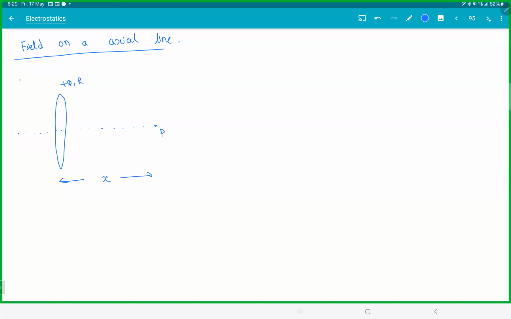So here, we have a ring of charge q and radius r. At a distance x, there is a point P on the axial line. Find the field and potential. This is a standard result you need to remember. But let's try to derive this. This is an easy derivation.